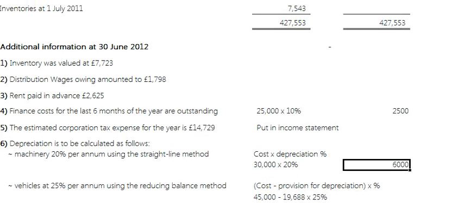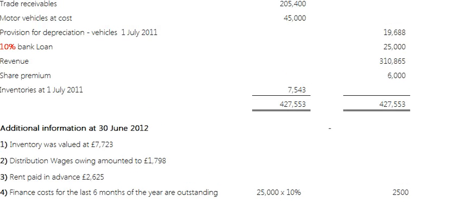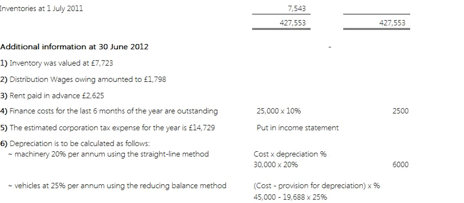Lastly, let's do a reducing balance method. 25% on vehicles. The formula is cost minus the provision for depreciation times the percentage. So just to show you where I've got that working from, that's the cost, that's the provision. You need to take the provision away from the cost, and you times it by, my percentage is 25%. That gives you 6328.